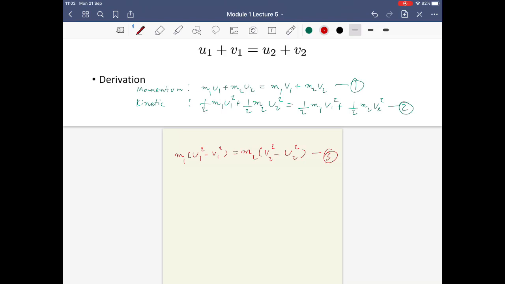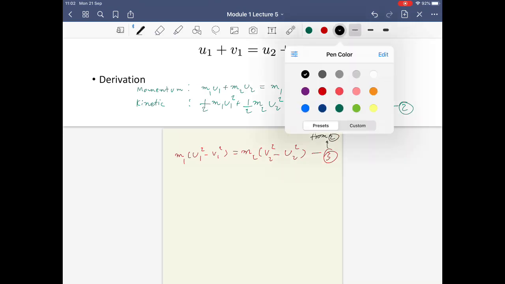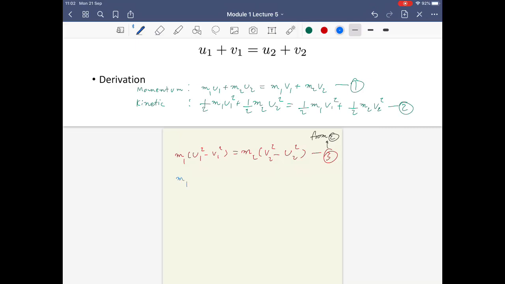And for equation 1, you rearrange it a little bit. Okay, so this is from equation 2. Now I would like to rearrange equation 1. So from equation 1 you have m1 (u1 minus v1) equals to m2 (v2 minus u2). Okay, let me call this equation 4, and this comes from equation 1.